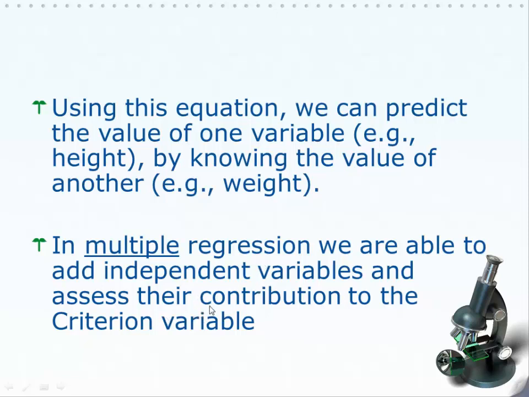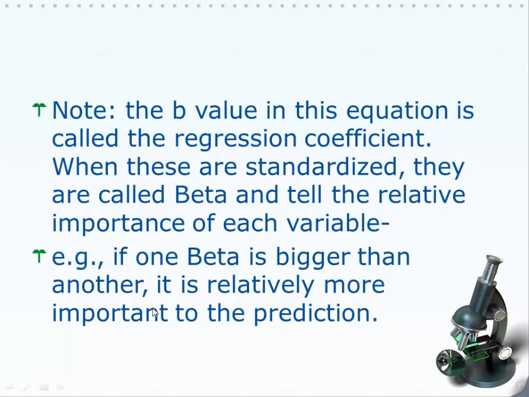criterion variable. So instead of just predicting a person's weight based on their height, we can predict their weight based on their height and their age, and you can throw in a whole lot of other variables. So in multiple regression, we can look at multiple independent variables, or predictor variables. Now note that the b value in that equation, called the regression coefficient, in multiple regression, when these values are standardized, they are called beta with a capital B, and they tell the relative importance of each variable.